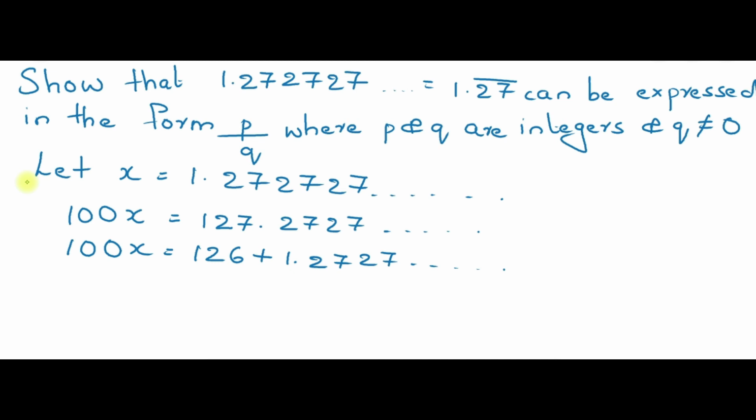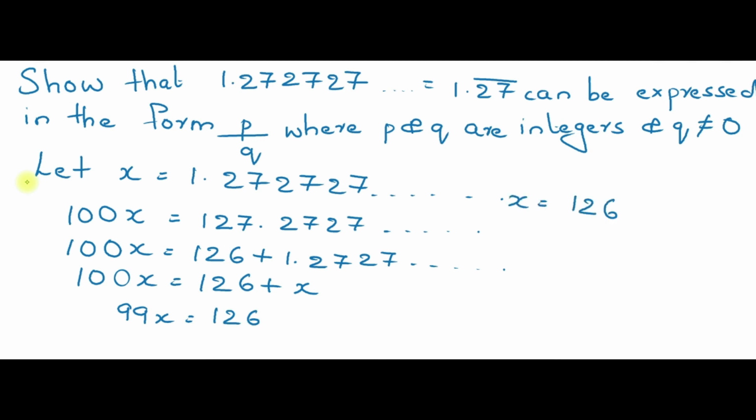Then what about this 1.2727? It is considered as x. So 100x is equal to 126 plus x. Now you will get 100x minus x is equal to 99x is equal to 126. On solving this, x will have the value 126 divided by 99.